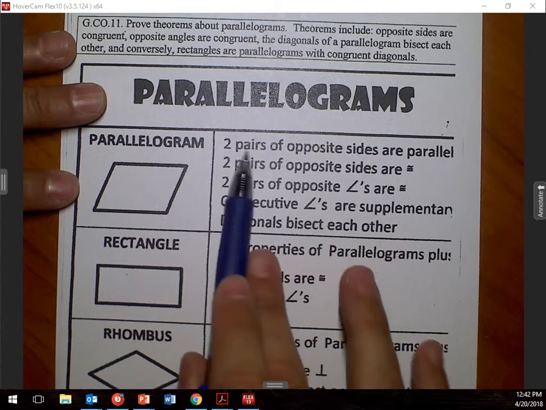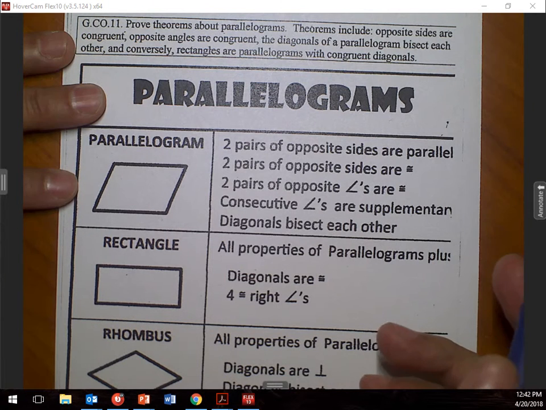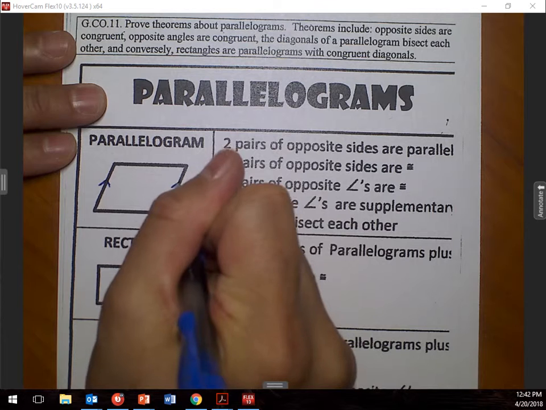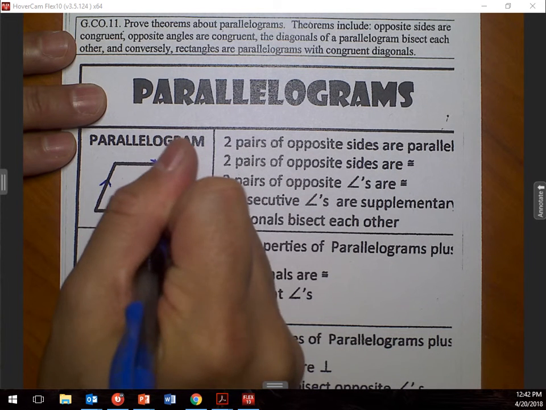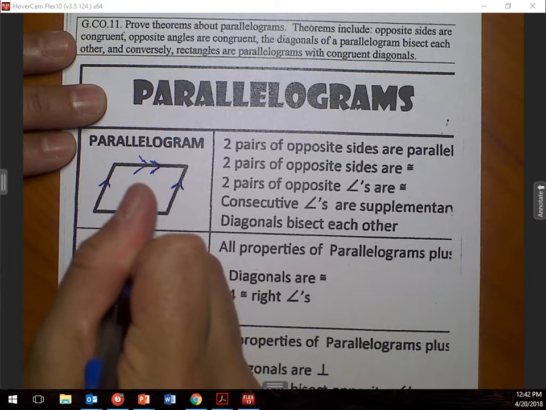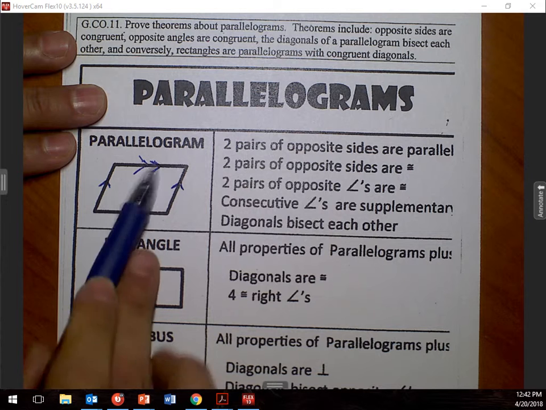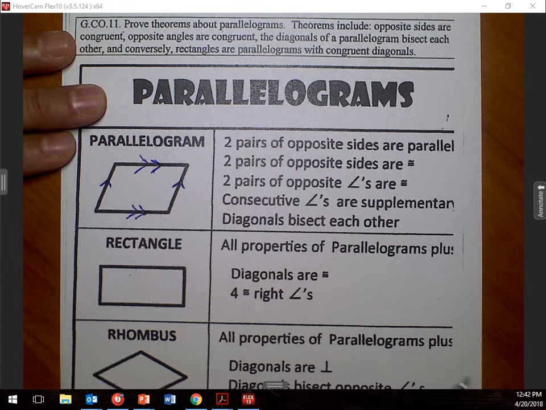Okay, two pairs of opposite sides are parallel. Now the symbol for parallel is the arrows. So I'm going to put the arrows here. And these are parallel also. If you notice, these get the double arrows, the second set of parallel sides. So these are parallel, and those are parallel. Those are the symbols for parallel.